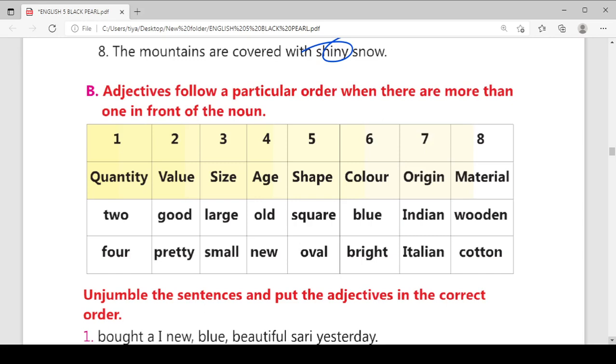Quantity, value, size, age, shape, color, origin, material. Okay, so whenever you need to use 2 or 3 adjectives in a single sentence, place them according to this table: quality, value, size, age, shape, color, origin, or material.